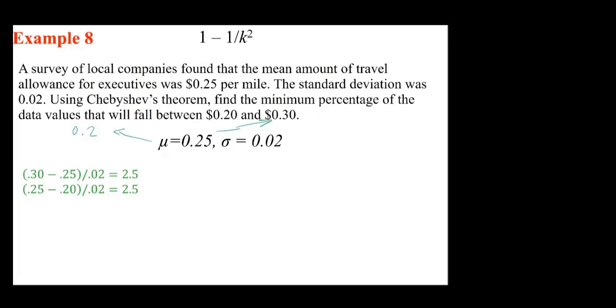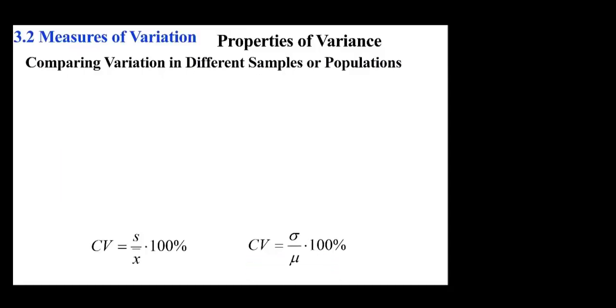In both cases, the answer is 0.05. You divide by the standard deviation sigma to get to k, and that's 2.5. Now, according to Chebyshev's theorem, we say 1 minus 1 over k squared. So 1 minus 1 over 2.5 squared. Now you need to calculate this and subtract it from 1. And that works out to be about 84%.